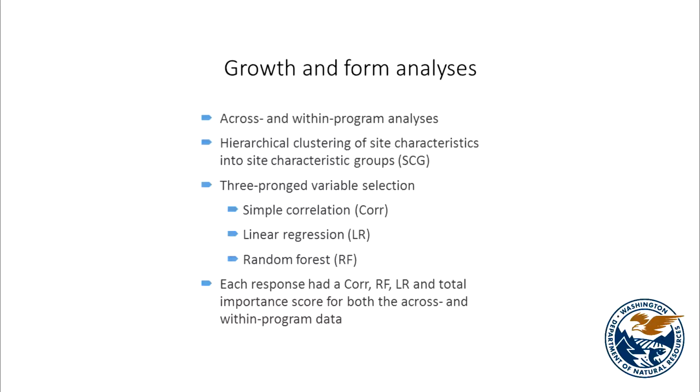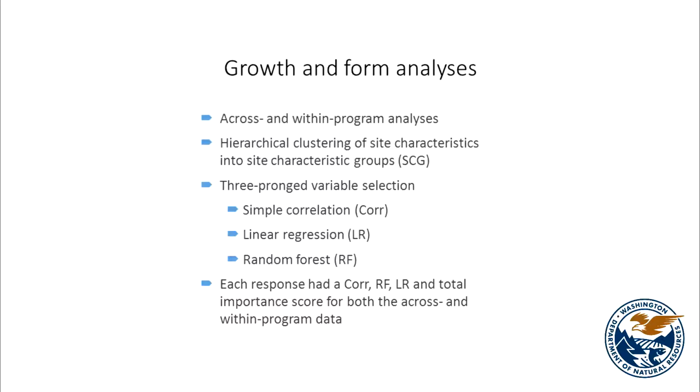And then we did 3 different variable selection procedures. One was just a simple correlation, so we were looking at one response and one site characteristic, and then we did a linear regression with one response and multiple site characteristics, and then a random forest model, which is also one response and multiple site characteristics.